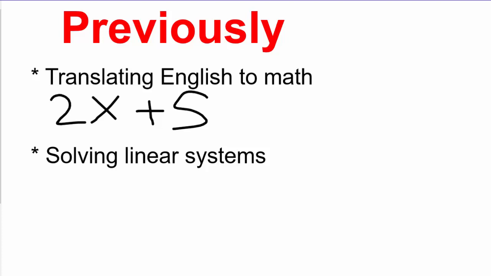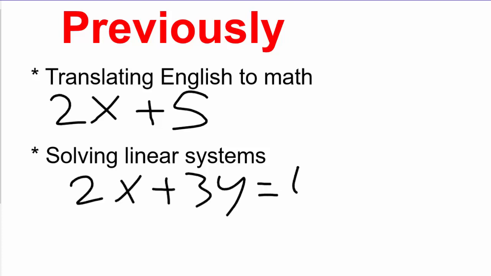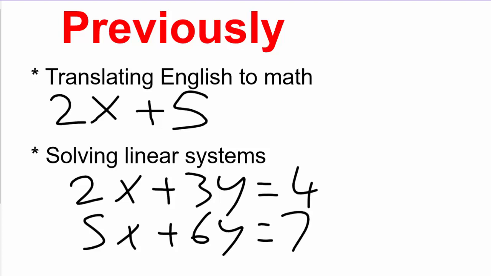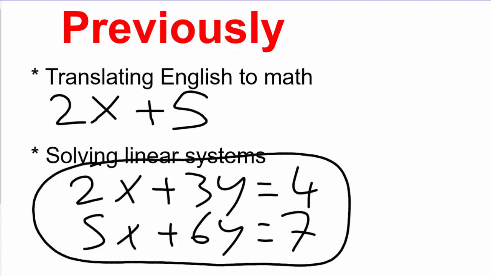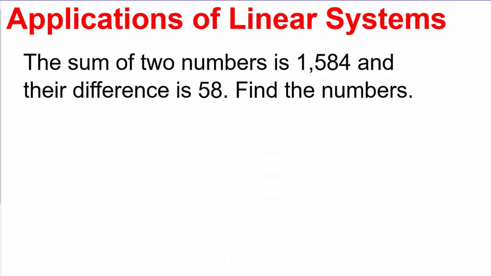And also, previously, we learned about how to solve linear systems, such as 2x plus 3y equals 4, and 5x plus 6y equals 7. If you get a linear system question like that, you know how to find out the solution. So with this assignment standing in front of you, we are combining the two applications we did previously.